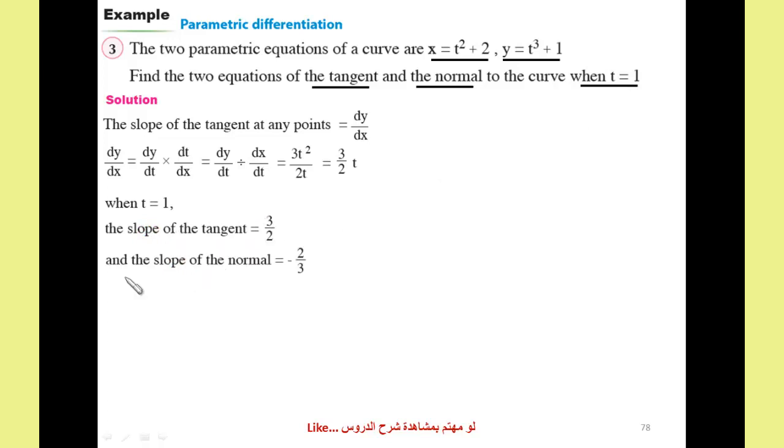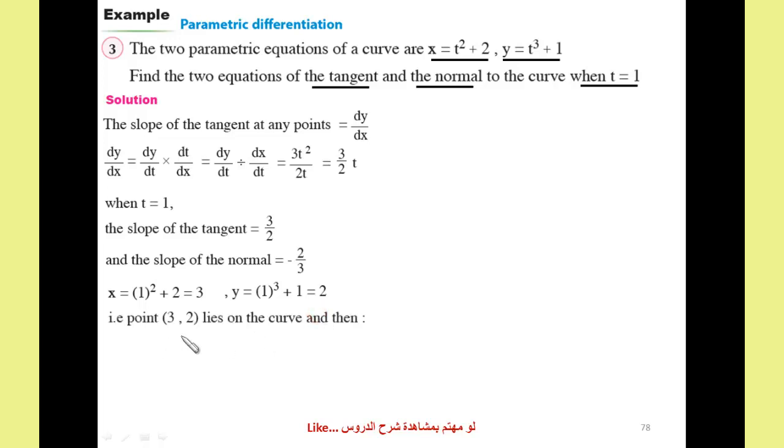And this is the slope. And the slope of the normal equals negative 2 over 3. Now x at t equals 1 equals 1 squared plus 2, which equals 3. y equals 2. Now the required is to find the equation of the tangent, whose slope is 3 over 2 and passing through the point (3, 2).